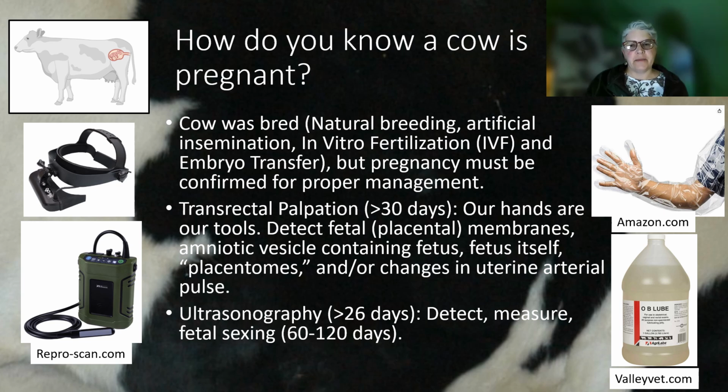Ultrasound is very commonly used. You can detect pregnancy even at 26 days. You can measure to give you an age, and do fetal sexing from 60 to 120 days. The ultrasound units have to be portable and okay with getting dirty. There's some cool visor systems that people are using as well so that they have their hands free and can use them in variable lighting.